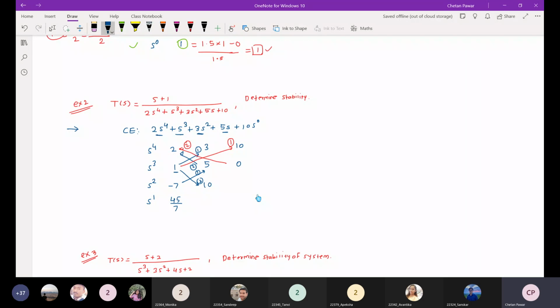Okay. So if I want to find out the second element, minus 7 into 0. Second element of this row, minus 7 into 0. And if there is no element in the specific row, we consider that as a 0. So overall that element will be 0 only. So here this will be 0.